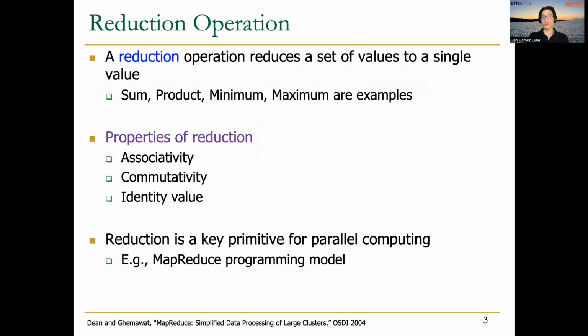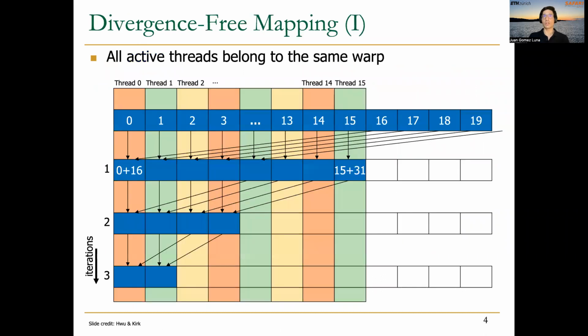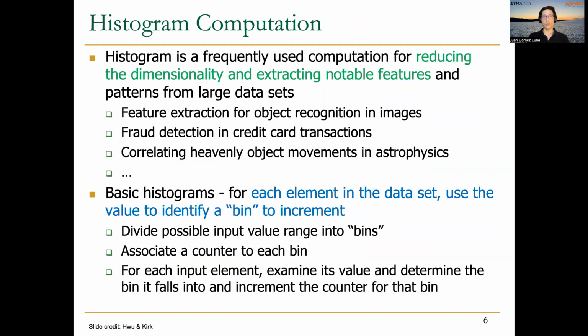We started with the reduction operation that reduces a set of values to a single value. It has properties such as associativity, commutativity, and an identity value. And we studied how to map to the GPU warps without divergence in order to maximize the SIMD utilization of the warps. We also talked about the histogram, a way of reducing the dimensionality of a large data set.